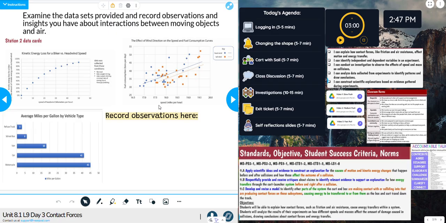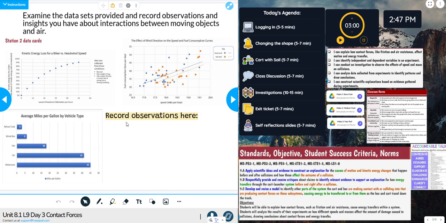In 2, we see the speed, miles per hour. This is the wind direction, and how it affects the fuel consumption on cars. And then there's your fuel consumption. The third one is average miles per gallon by vehicle type. We have a refuse truck, which is also known as a garbage truck, a school bus, a van, a car, and a motorcycle. And then we have the miles per gallon.